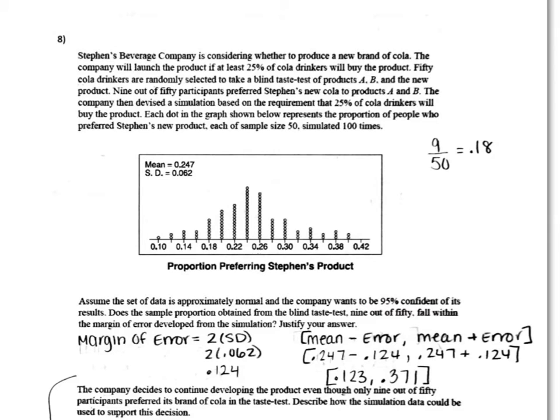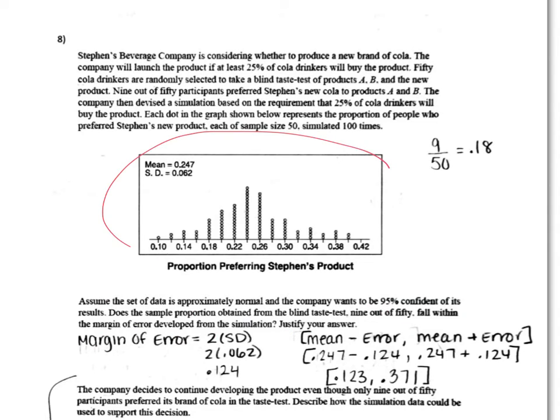Assume the set of data is approximately normal and the company wants to be 95% confident of its results. Does the sample proportion obtained from the blind taste test, 9 out of 50, fall within the margin of error developed from the simulation? This sample proportion of 9 out of 50 is approximately 0.18, so approximately 18%. We want to know if that number falls within the margin of error developed from the simulation.